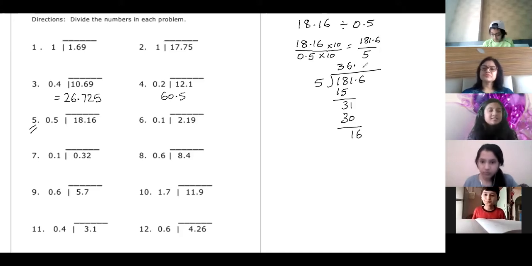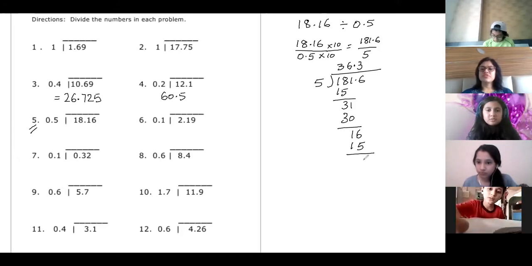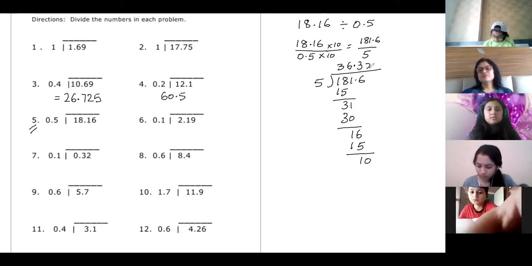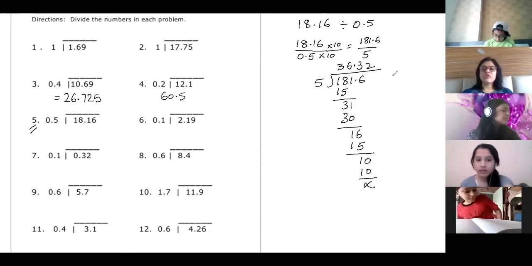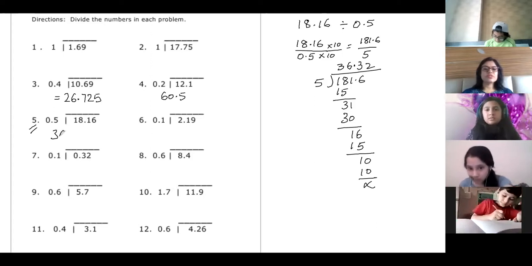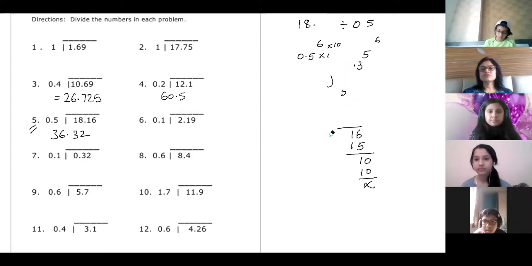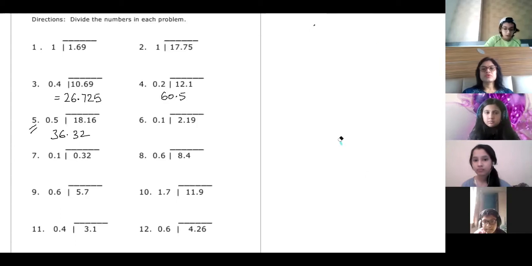And then 5 3s are 15. Ma'am, answer is 36.32. Yes, answer is 36.32. Now see, Rashda, how I got the answer: 36.32. On the sixth question, sixth is very easy. You just have to multiply, you'll get the answer. Yeah, ma'am. Sixth one, 0.2, 21 point.